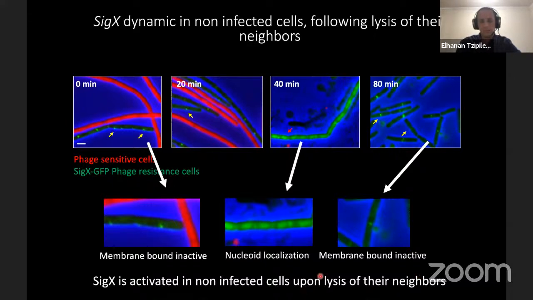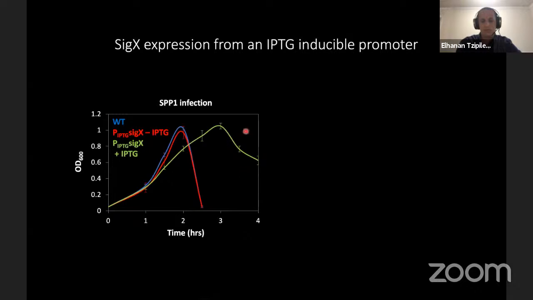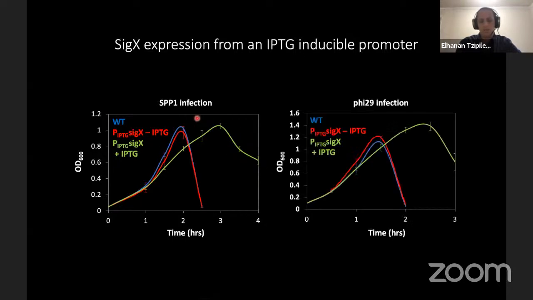To further explore the role of SigX in phage tolerance, we expressed SigX from an IPTG-inducible promoter. And indeed, overexpression of SigX confers clear phage tolerance. This is the lysis of a wild-type culture or a culture without induction after phage addition, but addition of IPTG to induce SigX confers phage tolerance upon SPP1 infection and similarly upon Phi29 infection.